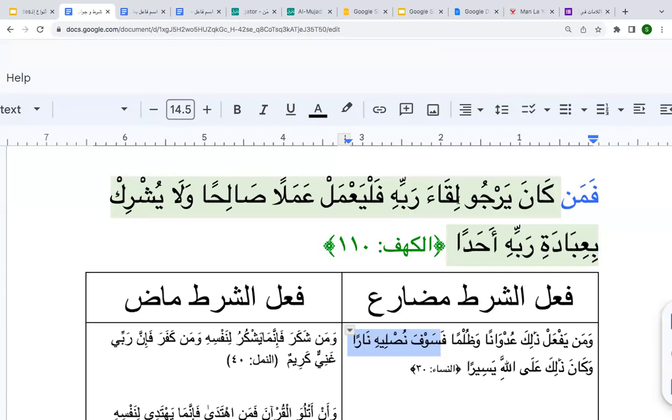Now look at liqa'a. What is liqa'a? Maf'ul bihi for yarju, right? Rabbihi, liqa'a rabbihi, can they be connected? They are going to be, there is an idafa. Rabbi is majroor bil idafa, and he is again majroor bil idafa, right?